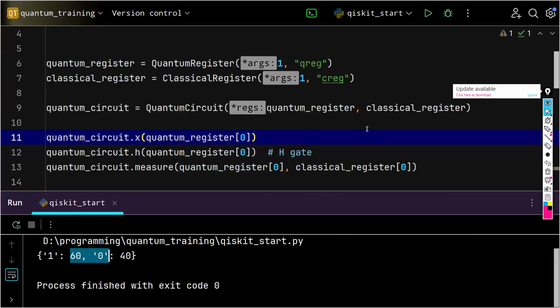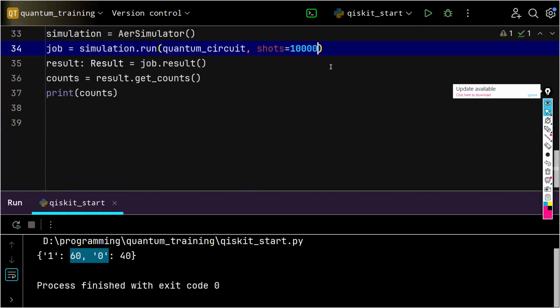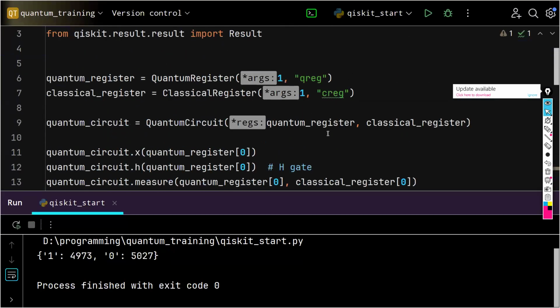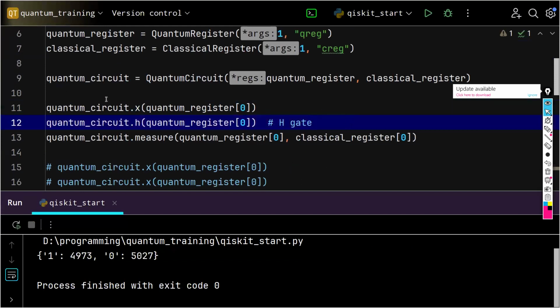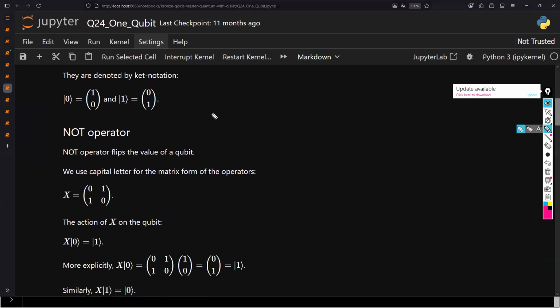So maybe let's increase the number of experiments so we can see it clearly. 10,000. Okay, so it seems that we have pretty much the same situation. So even after I apply the X gate at first, because remember when we apply the X gate, this is what we do. We start from state 0, which is our C0. Then we apply an X gate, so we land on 1. And then we apply our H gate.